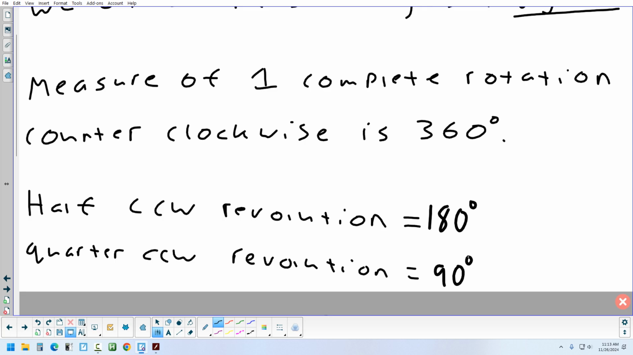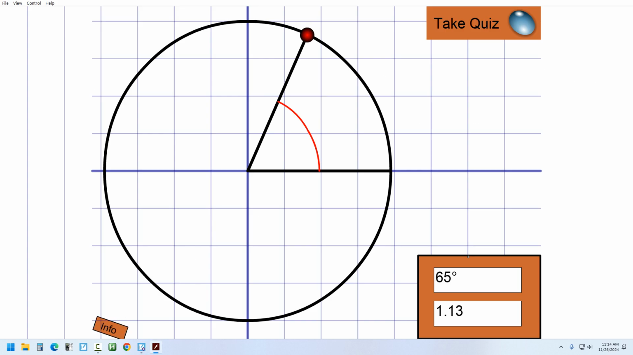Now, I mentioned counterclockwise. What's the other direction you could go besides counterclockwise? Yeah, clockwise. And anyone have a guess, if you go clockwise, what kind of angle do you think you're going to get? You saw what happens when we go counterclockwise. How about clockwise? Yep. We get a negative.